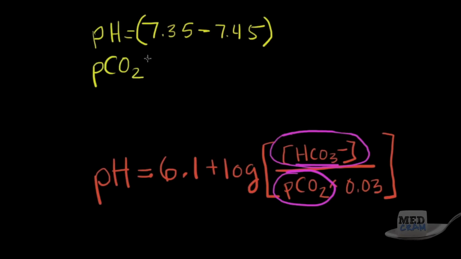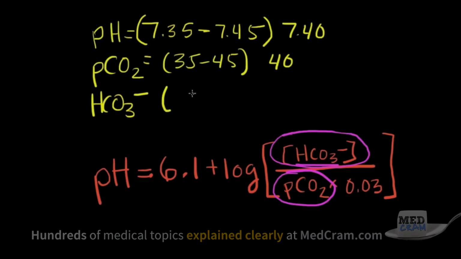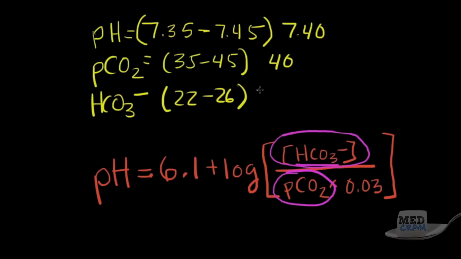PCO2 is about 35 to 45. You kind of remember that because there are similar numbers there. We kind of like 7.40 for pH, and for PCO2 we kind of like 40. So 7.40 is kind of the normal, and 40 is kind of in the middle. And finally, for the bicarb, the range there is 22 to 26, with the normal being about 24. That is the middle of the range.